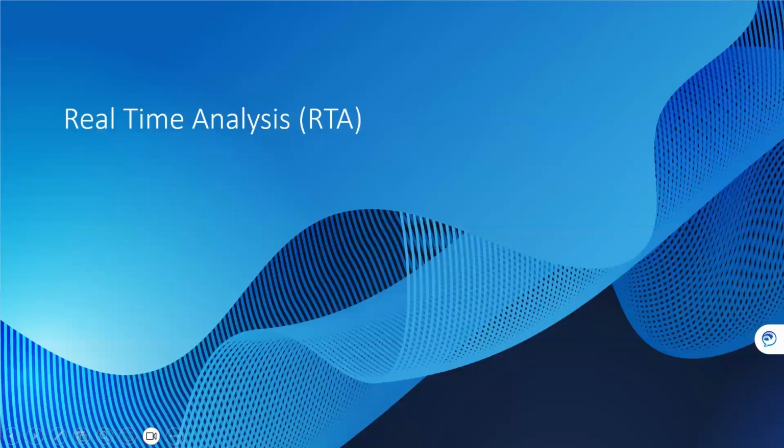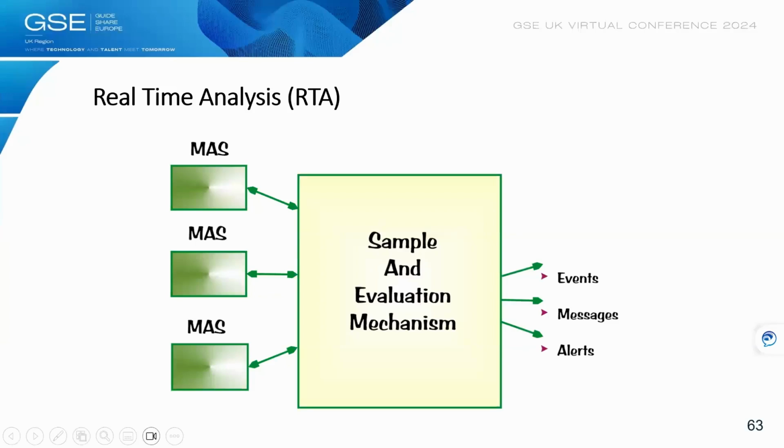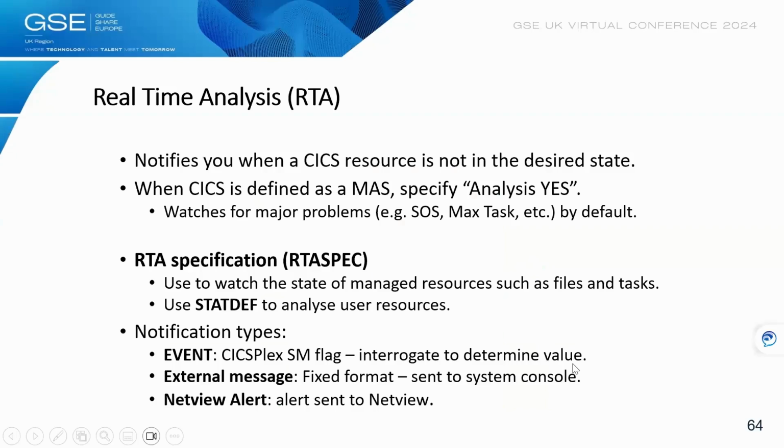So real-time analysis, as you said, it's functionally stabilized, but just as a brief overview of how it works, right? It basically collects samples and it evaluates stuff that occurs within those regions, and it has the ability to produce events, send messages or alerts. Okay. Now, there's some notes here that you can read through.